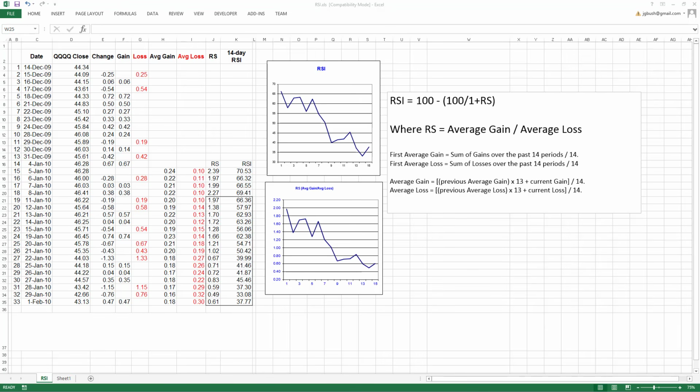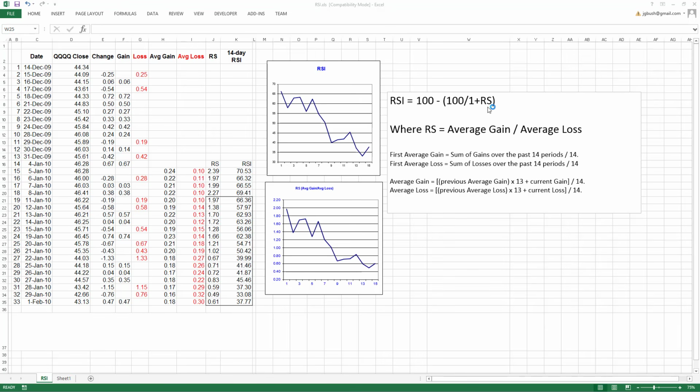So we'll start at the very top and we'll look at our major calculation, and that is relative strength index equals 100 minus 100 over 1 plus the RS, where RS is your relative strength. So to complete this calculation, we need to understand what relative strength is, and that is the average gain over average loss. Now the RSI is a 14-period momentum indicator, meaning we use 14 days worth of data if we're looking at a daily chart.